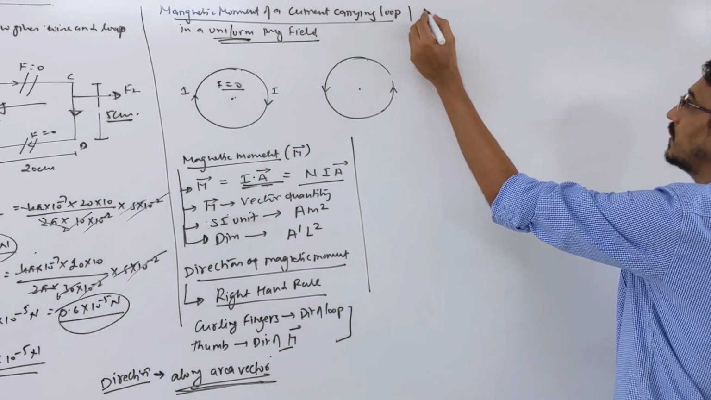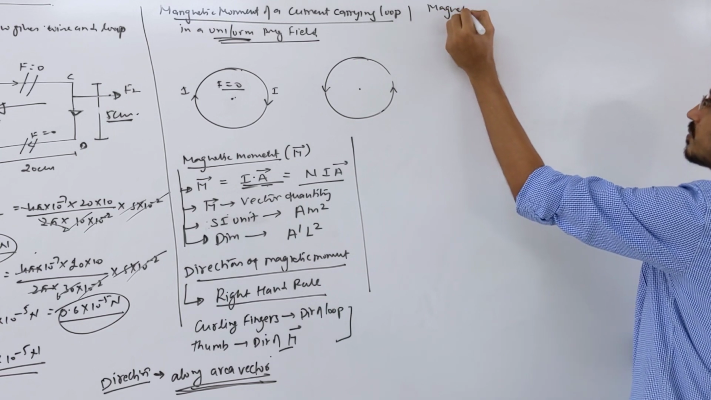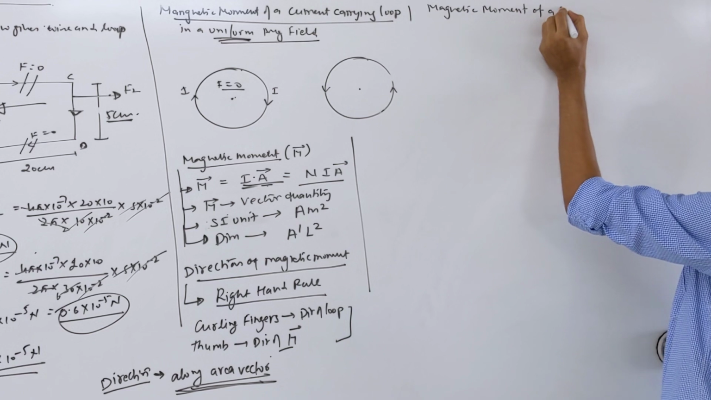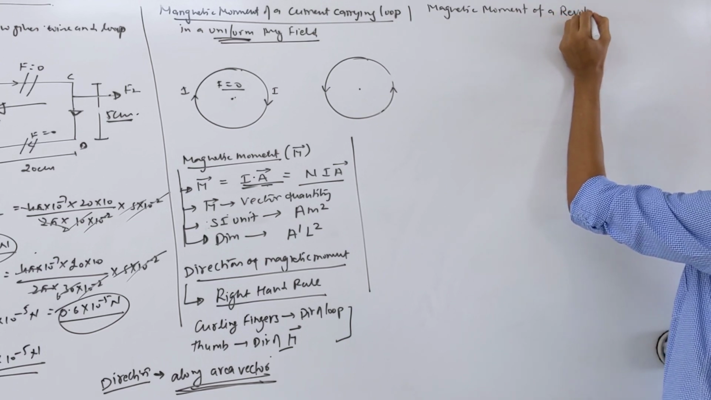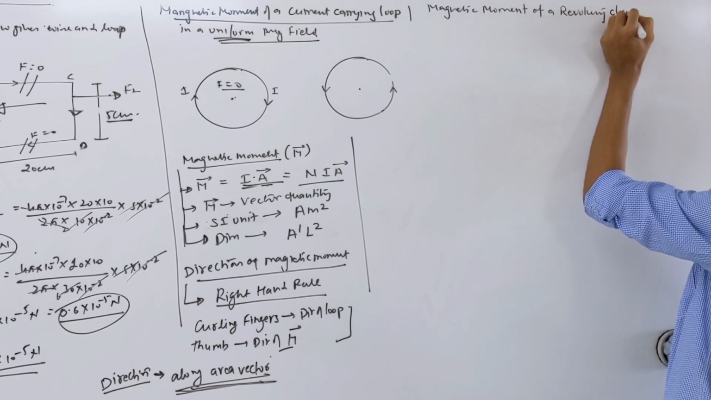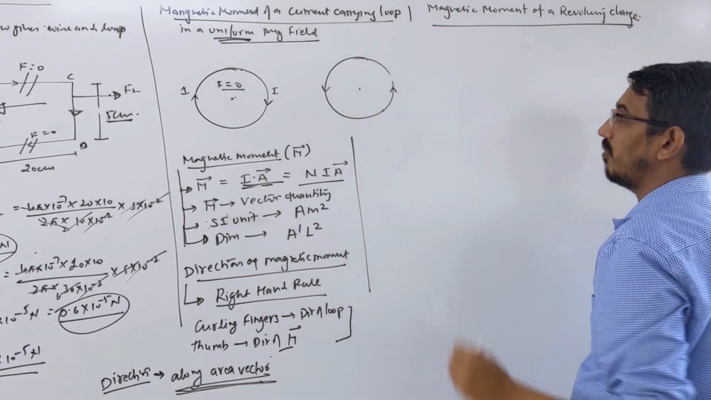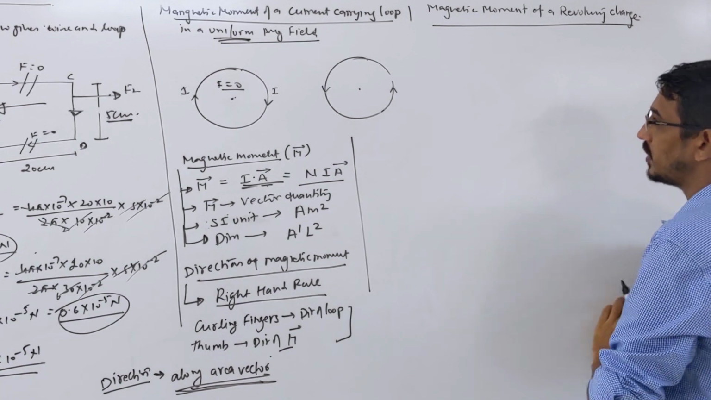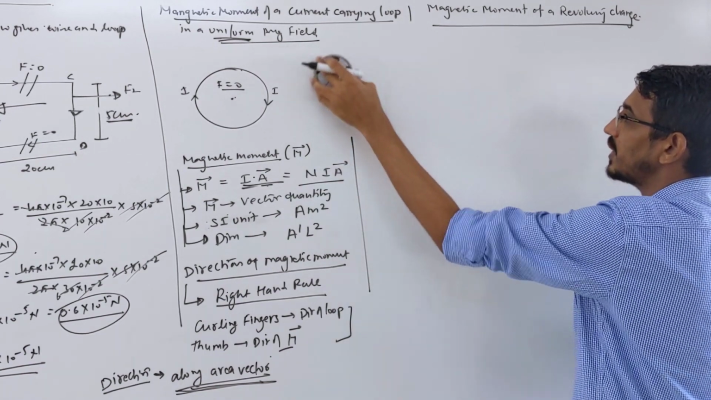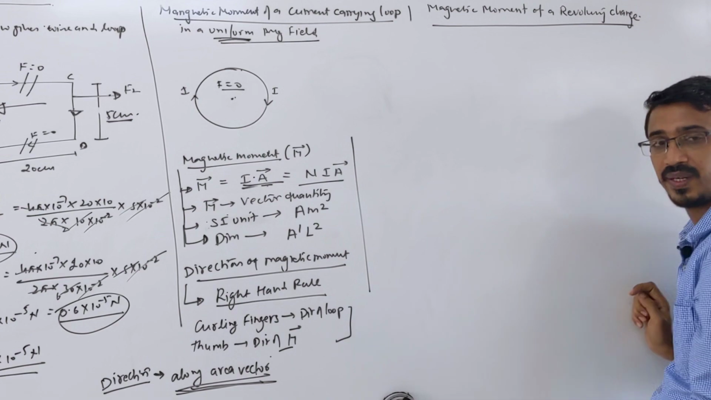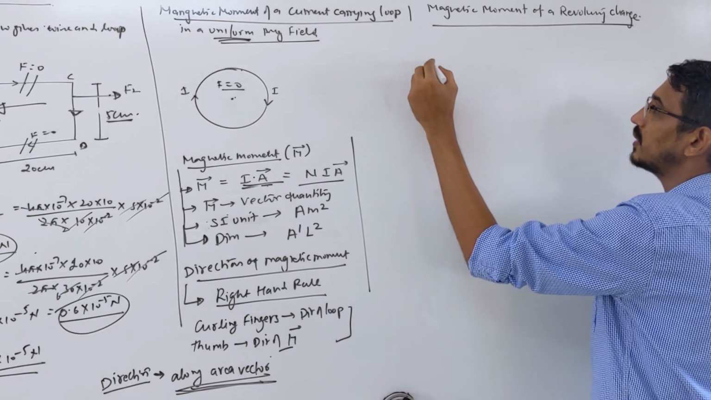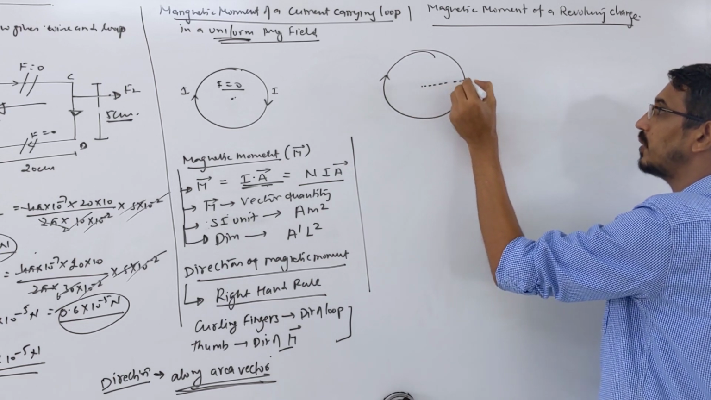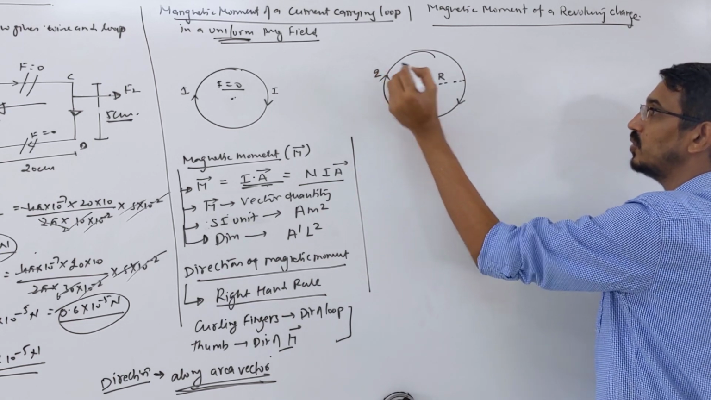Let me write here: magnetic moment of a revolving charge. Yes, very, very important. Many questions they have asked here. Suppose some charge is moving in a circular path. It could be an electron, proton, or alpha particle, doesn't matter, okay? Some charge is moving in a circular orbit, and the radius of that orbit, let's call r. This is charge q moving, okay?